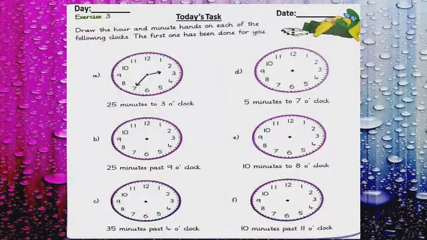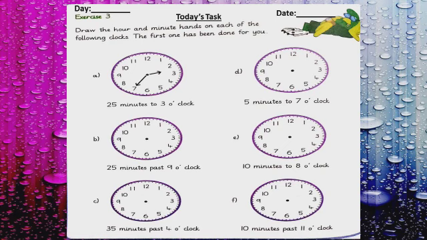Next, open page number 62, write day, date and today's task. Exercise number 3, draw the hour and minutes hand on each of the following clocks. The first one has been done for you. In A part, 25 minutes to 3 o'clock. The hour hand between 2 and 3 and the minutes hand at 7.